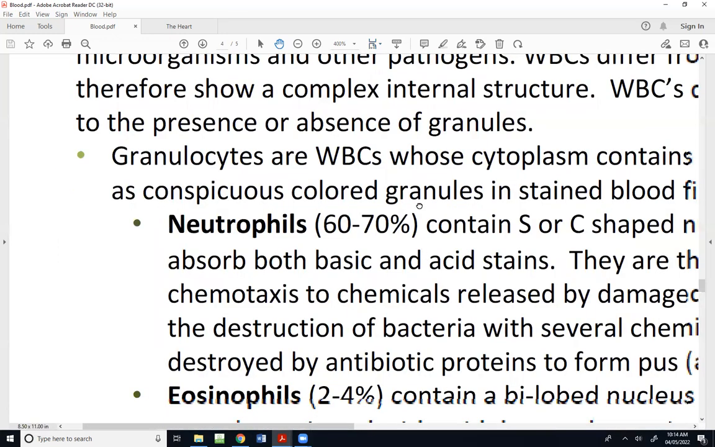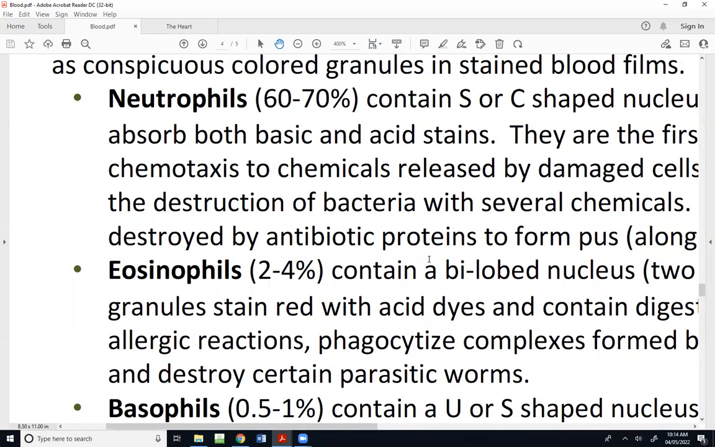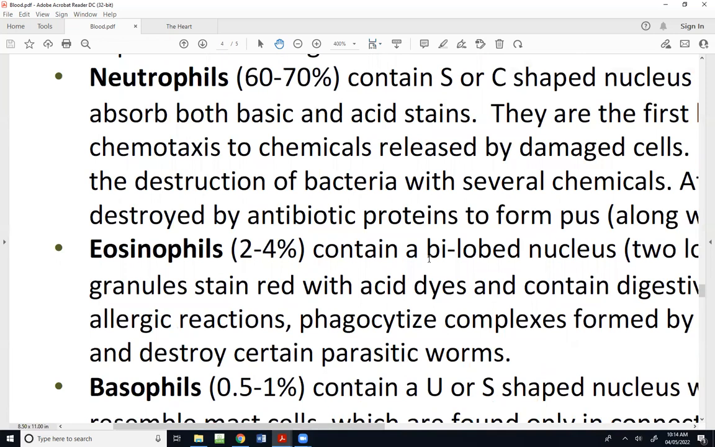Let's now talk about our white blood cells. As I've already said, there are 5 of them, each of which is unique in structure and function.